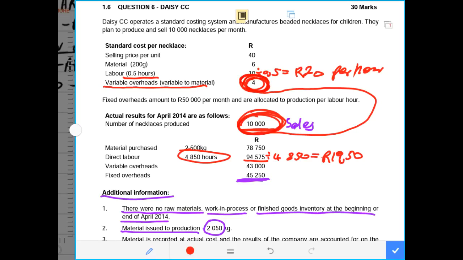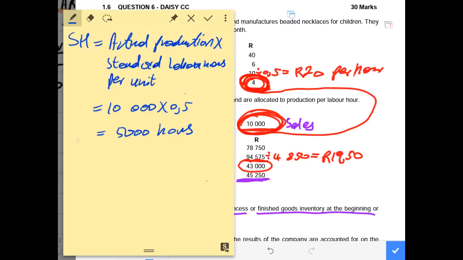So how much was supposed to be the actual cost if we had incurred according to our standard per unit? Then after we take that amount, we compare with the actual variable overheads of 43,000, and the difference will either be a favorable or unfavorable variance.